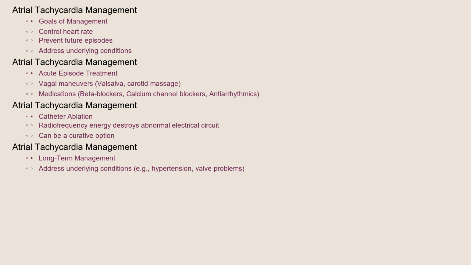The management of atrial tachycardia focuses on controlling the heart rate, preventing future episodes, and addressing any underlying conditions. Acute episodes can be treated with vagal maneuvers, such as the Valsalva maneuver or carotid sinus massage, which can sometimes slow down the heart rate. Medications, such as beta blockers, calcium channel blockers, and antiarrhythmic drugs, can also be used to control the heart rate and prevent recurrences. In some cases, a procedure called catheter ablation may be recommended. This involves using radiofrequency energy to destroy the abnormal electrical circuit within the atria, effectively curing the AT. In addition, addressing any underlying medical conditions, such as hypertension or heart valve problems, is crucial for long-term management.